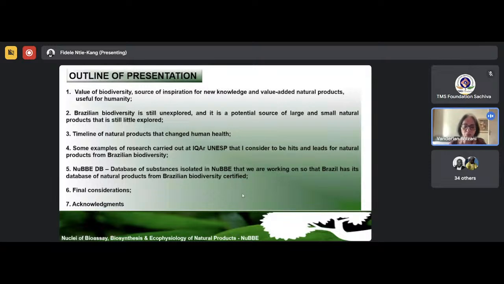I will try to explain about natural products and the huge biodiversity in Brazil. I have a plan for the presentation: the value of biodiversity and also the aggregate value of natural products, and also to show some work that we have done over this time, and to focus on a database that is my dream, to organize a database of all compounds that were isolated from Brazilian plant species. The next, please.